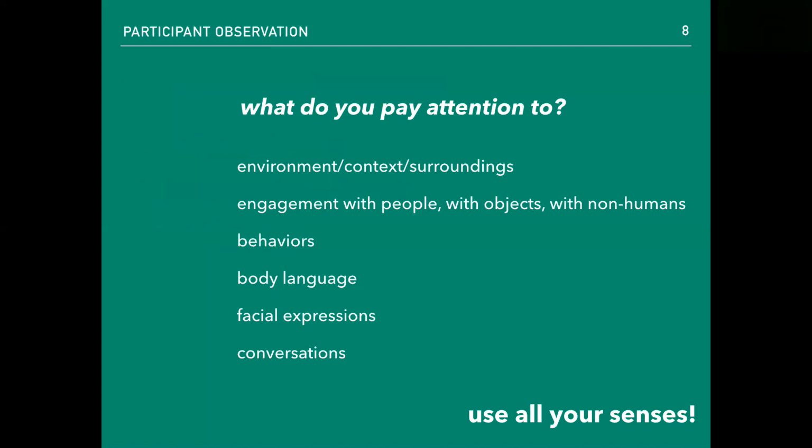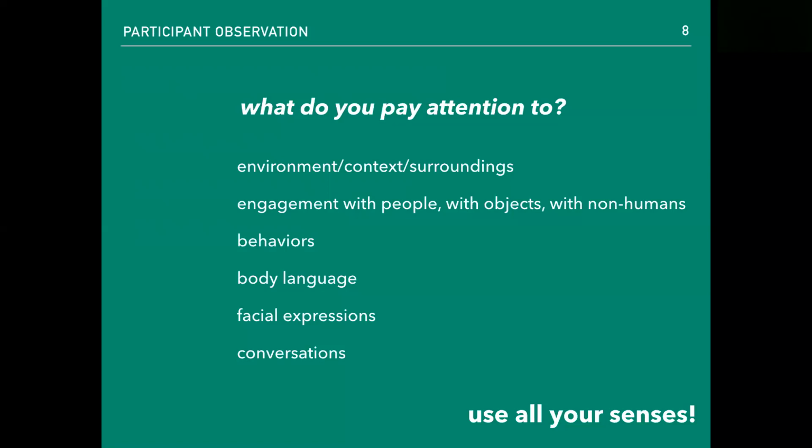So there are different things that you can pay attention to that are helpful in guiding this. Oftentimes we ask you to think about your environment, your context, your surroundings. So like what's going on around you? Are there like 5 parked cars outside? Does that obstruct things in a certain way? Other things you can pay attention to: engagement with people, or people engaging with objects, people engaging with non-humans. What are those interactions looking like? Are they regular? Are they not regular? How does this impact the questions that you're asking?